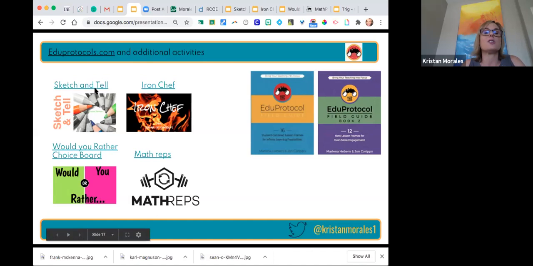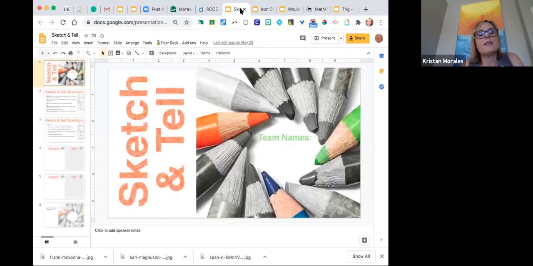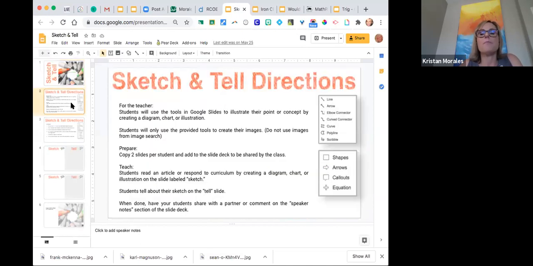One of them is called Sketch and Tell. I have all the instructions here for you, but it's basically an activity about using the Google tools to draw and create their own sketches. In this activity, you would not allow them to bring in Google images. They'd have to draw it themselves. You ask them to use lines, curves, or even the scribble tool. The scribble tool is a tool that they can actually use to draw on a Google Slide or circle things, right? And then you copy two slides per student, and they add them to a shared slide deck.